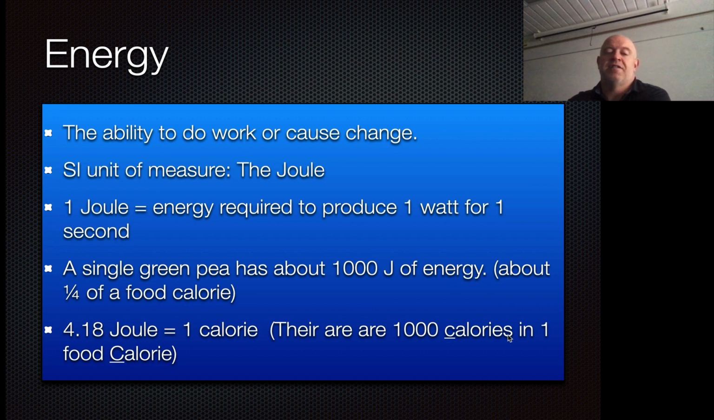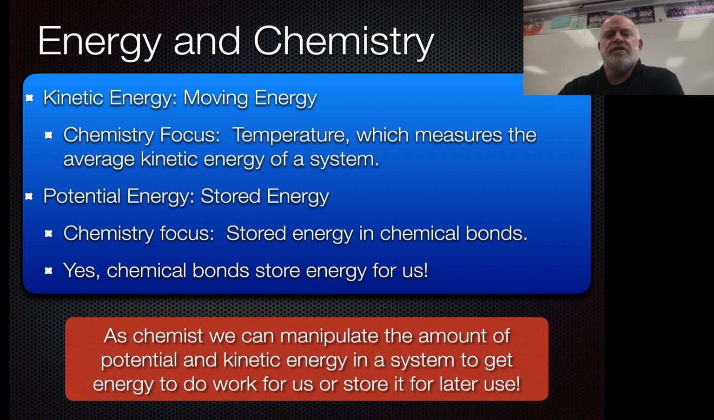But in the food setting, they divide it by 1,000 to get a food calorie, and then that's what they list it at. So they say it's 100 calories, okay? Just kind of be aware of that. Knowing that, that means that to get 1 food calorie, that would mean we'd have 4,180 joules. So it kind of gives you a good idea how small a single joule really is. And because of that, we often work in kilojoules, okay? Okay, that brings us to how energy and chemistry kind of link back to each other.